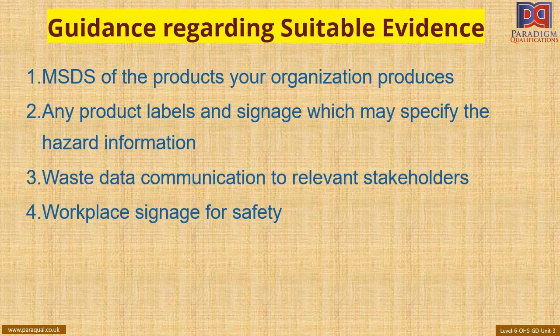You can submit the records of your communication for the following: MSDS of the products your organization produces, any product labels and signage which may specify the hazard information to the customers, waste data communication to relevant stakeholders, for example, customers through product label and regulatory bodies, etc., workplace signage for safety. The records of communication can be letters, emails, pictures of notice boards or digital screens, website screenshots, online management system screenshots, etc.